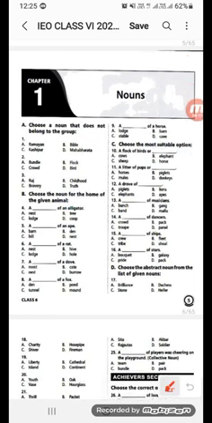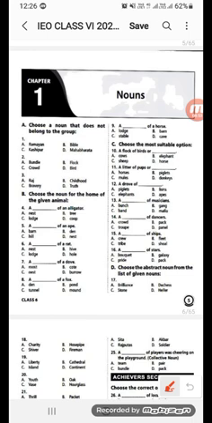In exercise A, choose a noun that does not belong to the group. That means we have to pick one odd one from the 4 options given in number 1. In number 1, 4 options are given, A, B, C, D. In option A, it's written Ramayan. We all know that Ramayan is a holy book, an epic of Hindu religion. Now Bible is a holy scripture of Christian religion. That means it's also a name of a book.